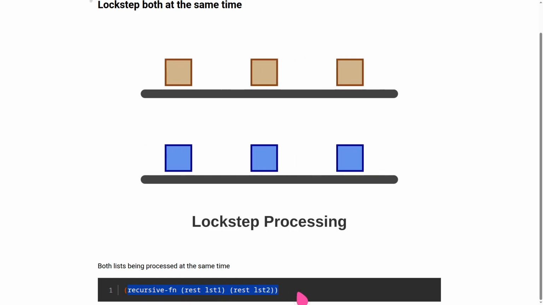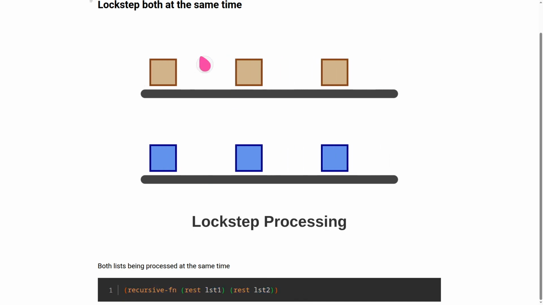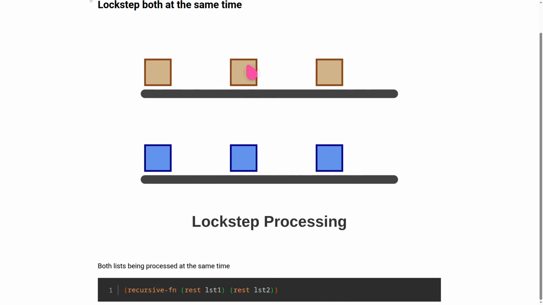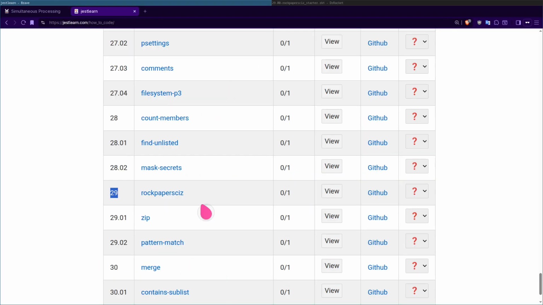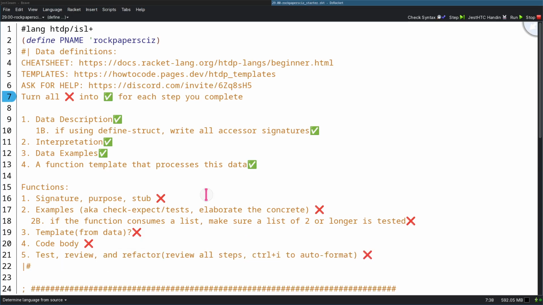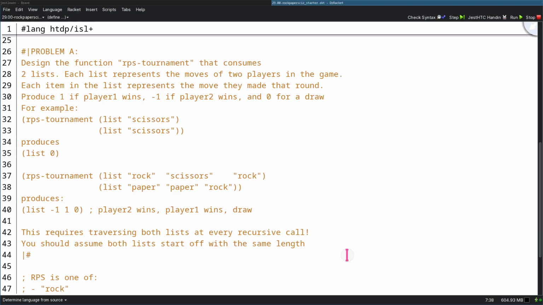So this is what the recursive call is going to look like. We're going to take the first of both of the lists, and notice how it's being processed in lockstep fashion. All right, so those are all the 29.0 problems. So, rock, paper, scissors, and I already have it opened up in Racket. Let's scroll down and look for problem A.